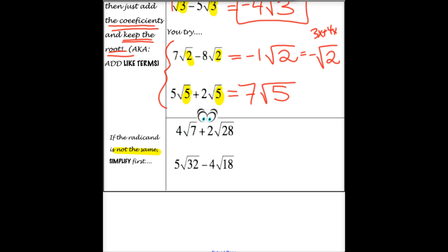However, when I notice that these roots aren't the same, I don't add them up. I need to see if there's a like term hiding in there. So what do I do? I simplify first. What does that mean?